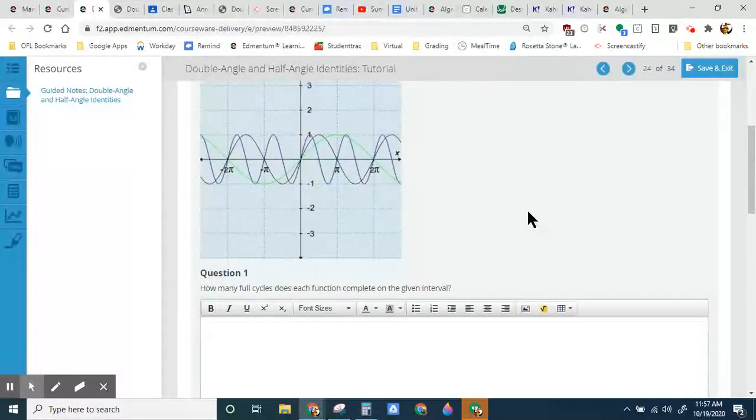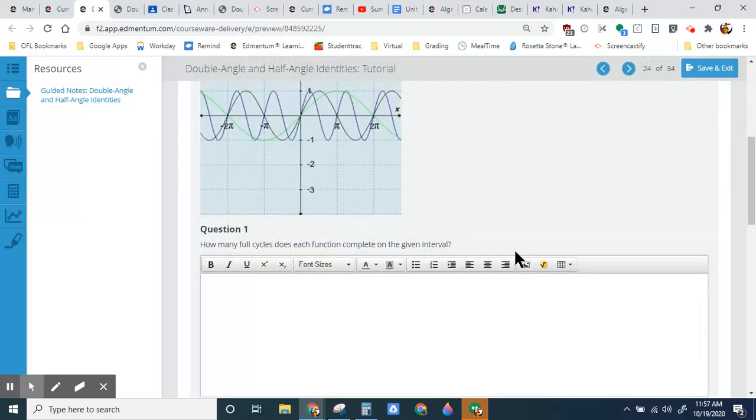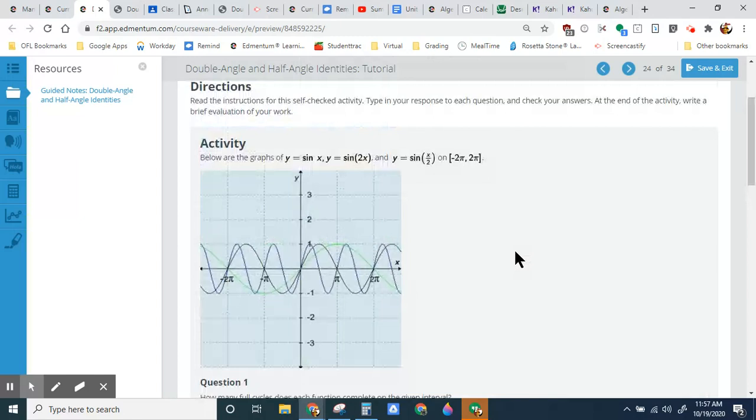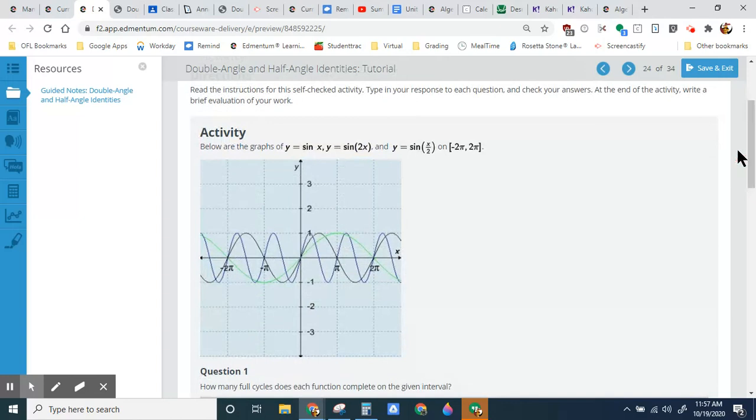All right, so how many full cycles complete the given interval? We're doing this formula. Below are the graphs, so there are all these graphs right here. How many cycles does each function complete? So what I'm going to do is write each one of these functions down lower. Luckily, you guys have pen and paper. It's kind of hard for me to show this using pen and paper.